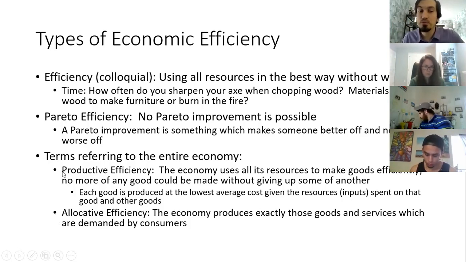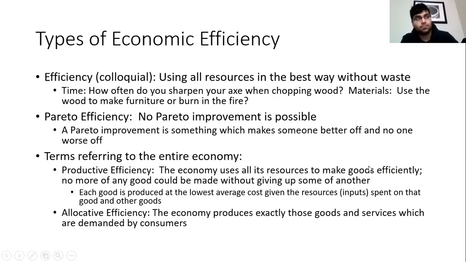This first one is called productive efficiency, and that means the economy is using all of its resources to make the goods efficiently. In other words, no more of any good can be made without giving up some of another. If your economy is doing this, you say it's achieving productive efficiency. The word here is production, to produce goods and services. It's not wasting any of its resources that it could have been using to make something.